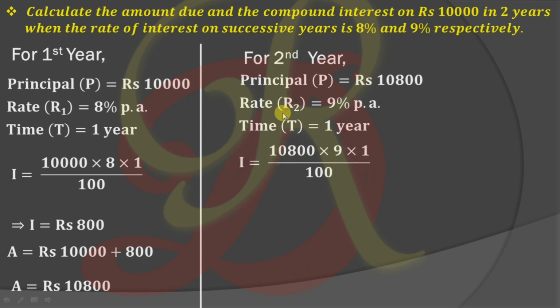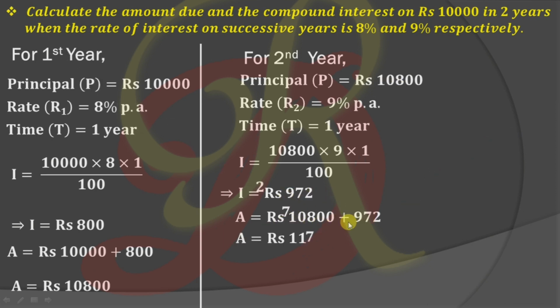So I is equals to P into R into T whole divided by 100. 2 zeros will get cancelled. 108 into 9 is equals to rupees 972. So now according to the question, I need to calculate the amount first. So amount at the end of second year is equals to rupees 10,800 plus 972. So when I add this, it's rupees 11,772. So this is the amount. So this is one answer.